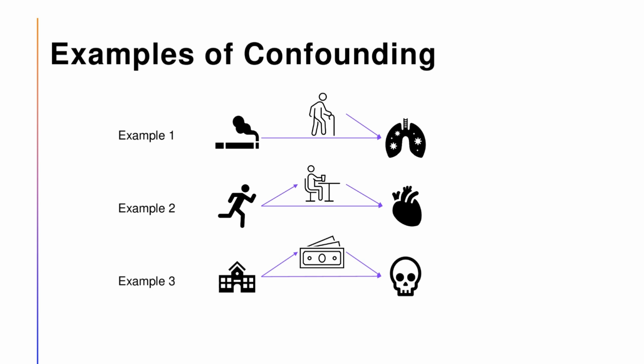Okay? So example number 2, exercise and heart disease. So suppose we are doing a study that examines the association between regular exercise and the risk of heart disease. The researchers collect data on exercise habits and heart disease incidence among participants. But if we overlook the confounding effect of dietary habits, which may also influence the risk of heart disease, let's say if individuals who exercise regularly also tend to have healthier diets, the observed association between exercise and reduced heart disease risk may be confounded by the influence of diet.